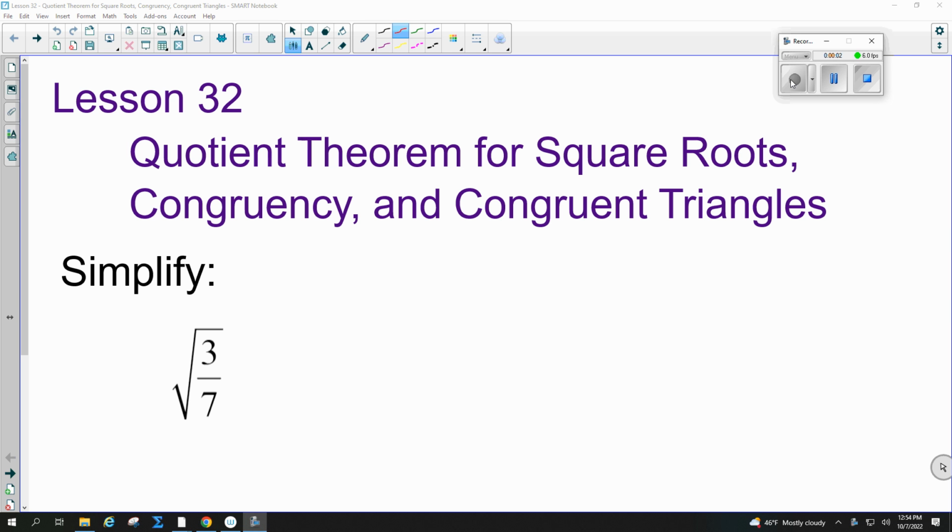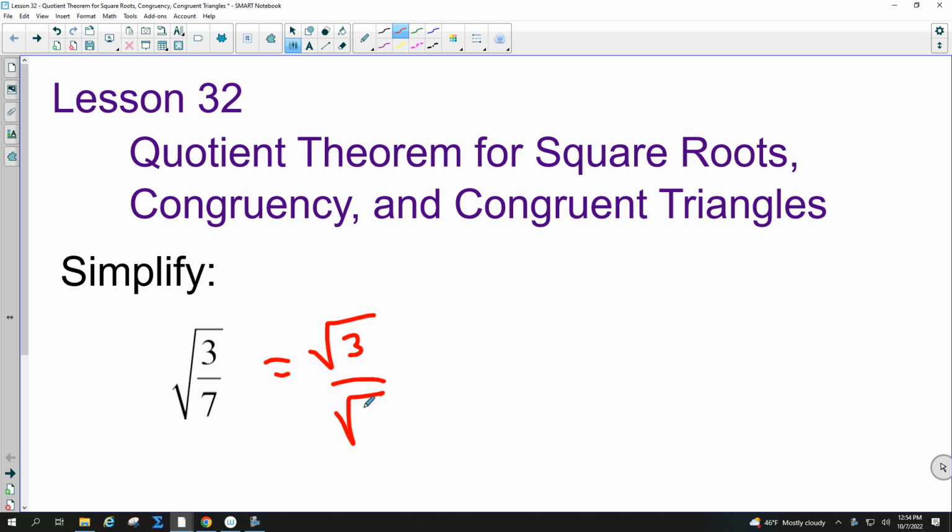Okay, lesson 32. Quotient theorem for square roots, congruency, and congruent triangles. So let's start with simplifying this lovely radical. It's the square root of 3/7. The first thing you want to do is write it as separate radicals. So the square root of 3/7 means the same thing as the square root of 3 over the square root of 7. That's how I would write it down, because then this looks like a doable problem.